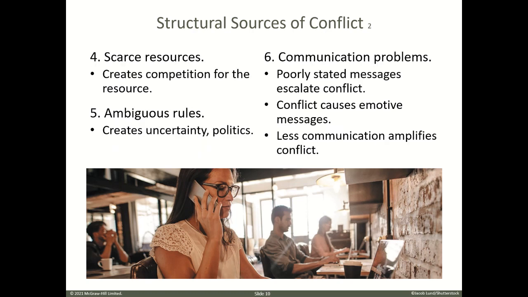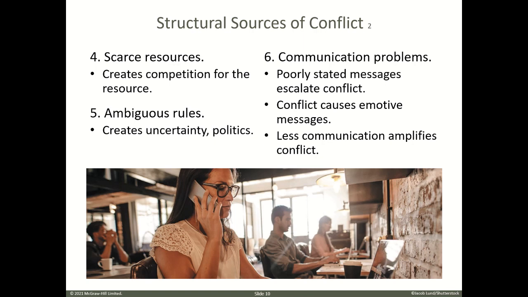In structural conflict, the next one is scarce resources. Some resources are very limited, which creates competition for the resources. I want to use this one, I want to use the same resources. If only one machine is there, it can be used by different departments, different managers. So the lack of resources causes conflict. This is not because of their own feelings, this is because of the structure, because of the resources in the organization.